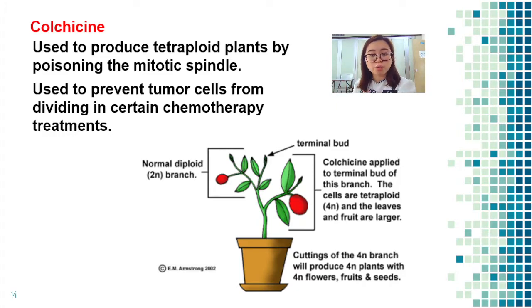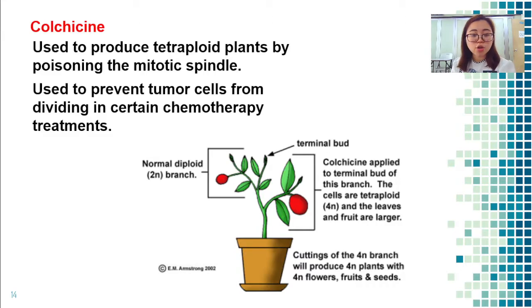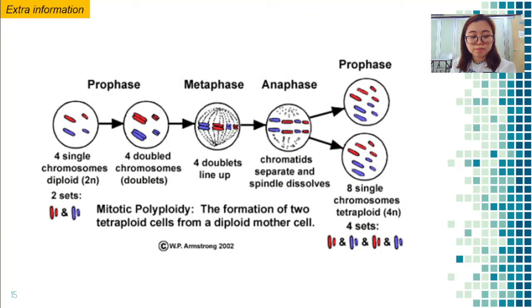We're going to go into more detail about this in 7.3. But for now, it's enough for me to tell you that colchicine can cause mutation by poisoning the mitotic spindle. Ini adalah mitosis yang biasa. This is a normal mitosis. Okay? It can go wrong by causing the mitotic spindles to fail.